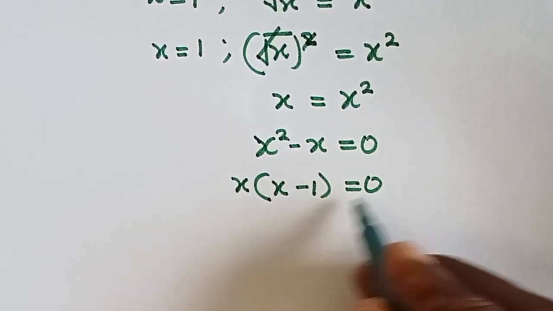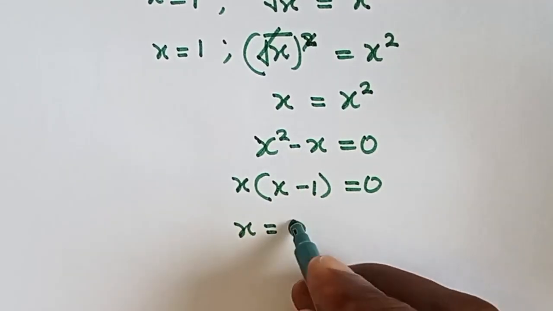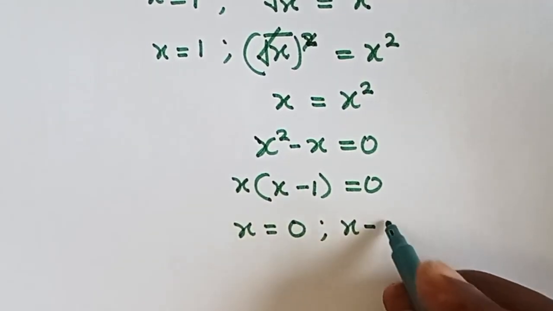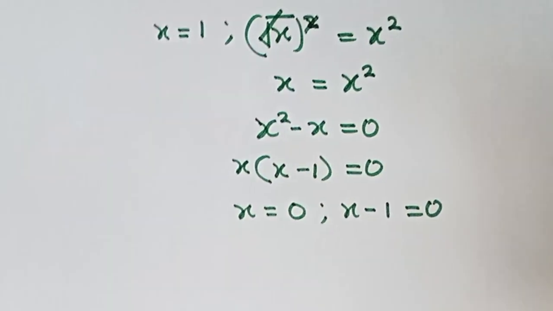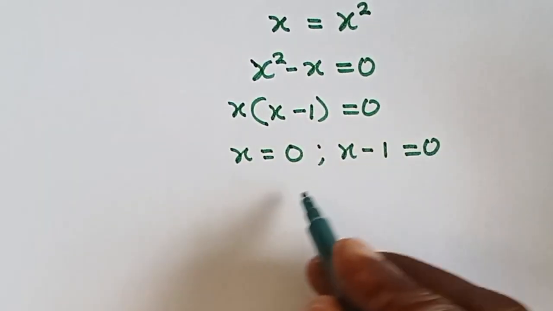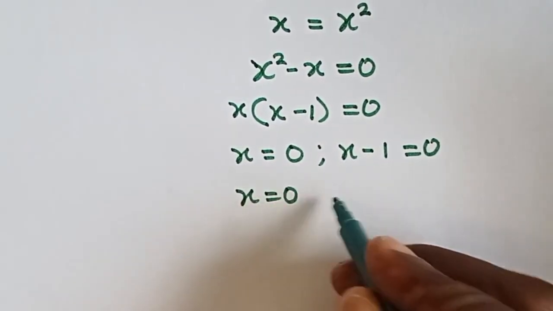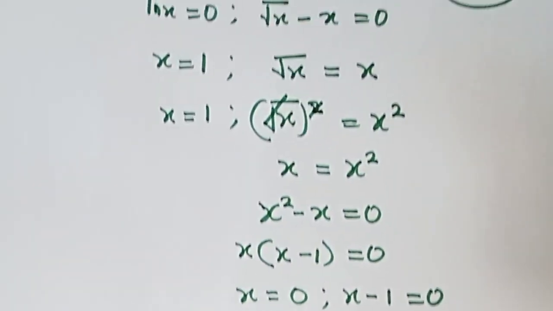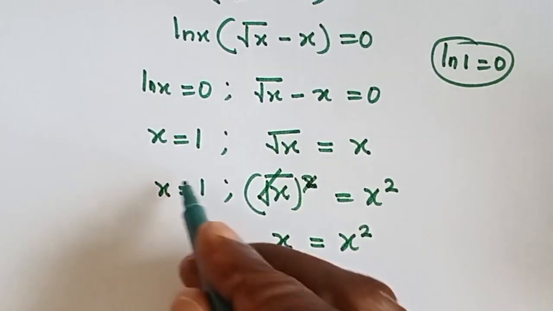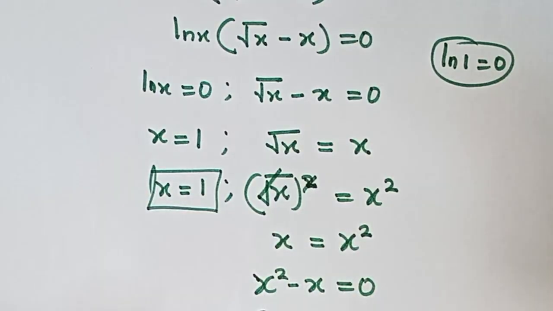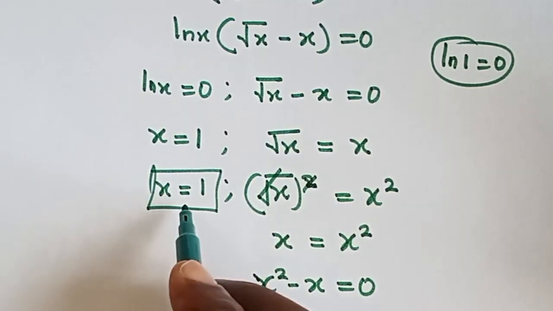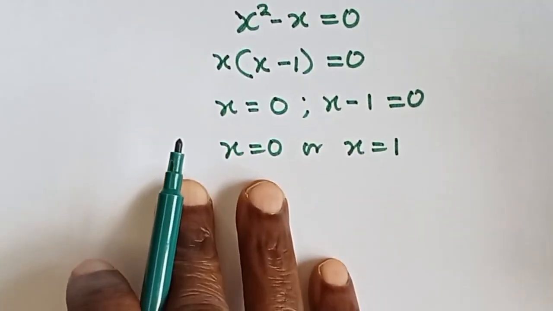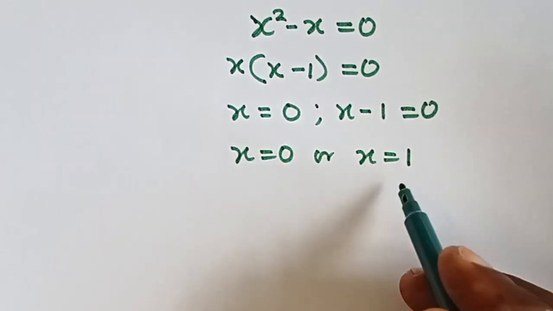That means we have x equals 0, and we also have x minus 1 equals 0. X minus 1 equals 0 gives us 1, so we have x equals 0 or x equals 1. And meanwhile we have x equals 1 from the first equation before, so we have x equals 1, so our answer is x equals 0, x equals 1.